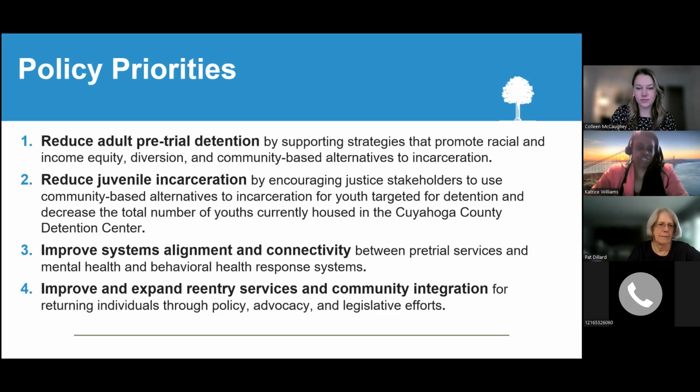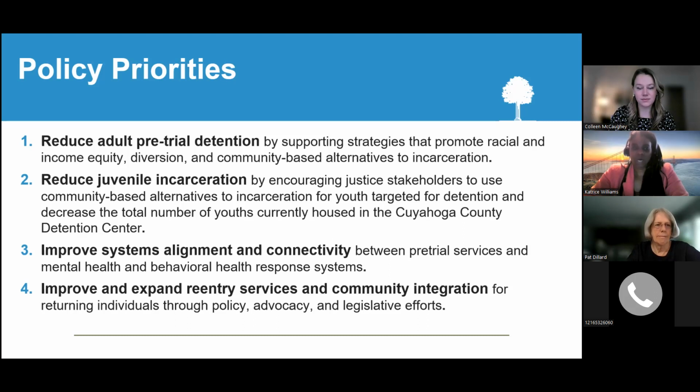I think the sky is the limit in terms of what that includes, but for the foundation, our four policy priorities are looking at supporting strategy that promotes racial and income equity within the pretrial detention population, i.e. not using a monetary-based system to unnecessarily incarcerate someone during pretrial detention, especially if they do not pose a risk to public safety. Our second policy priority focuses on youth or juvenile justice, so that we're looking at community-based alternatives to helping youth versus using incarceration as the default.